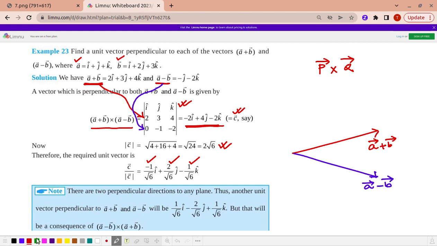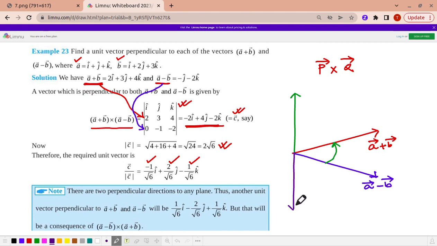Now what will be the vector, let me use a different color, green color, that is perpendicular to both the vectors a plus b and a minus b? One could be something like this. If you remember the right hand system, when the angle is traversed from a minus b to a plus b, correct? Or it could be the other perpendicular to both the vectors a plus b and a minus b. It could be this one.